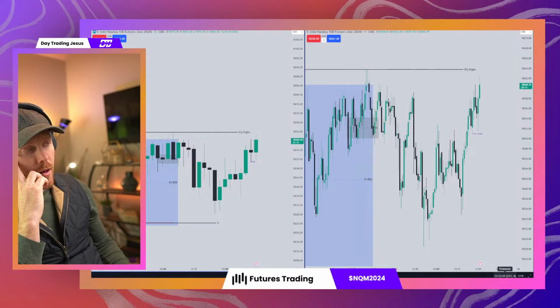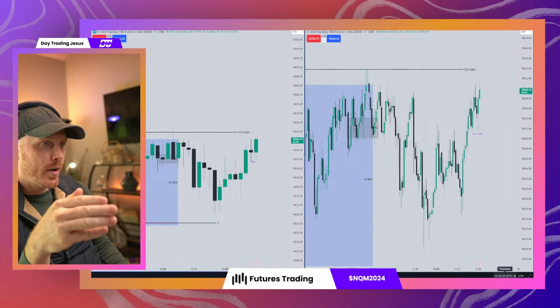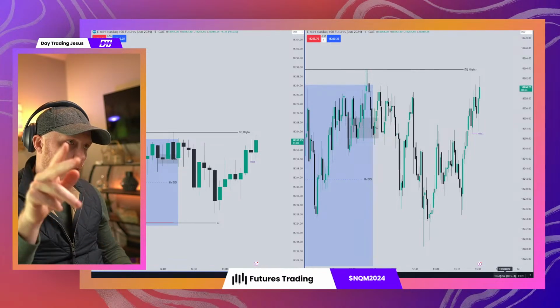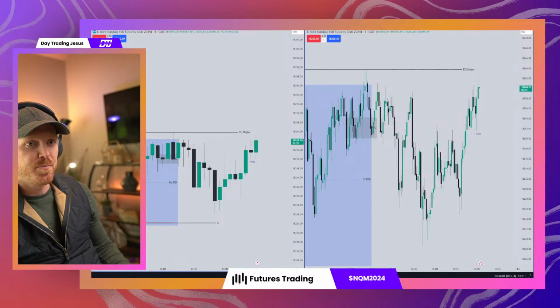And the reason I like macros, I've said this multiple times, it's just a higher probability that price runs when you're in that macro. It's not just going to fake you out and go the other direction. So that's why I look to trade in the macros.